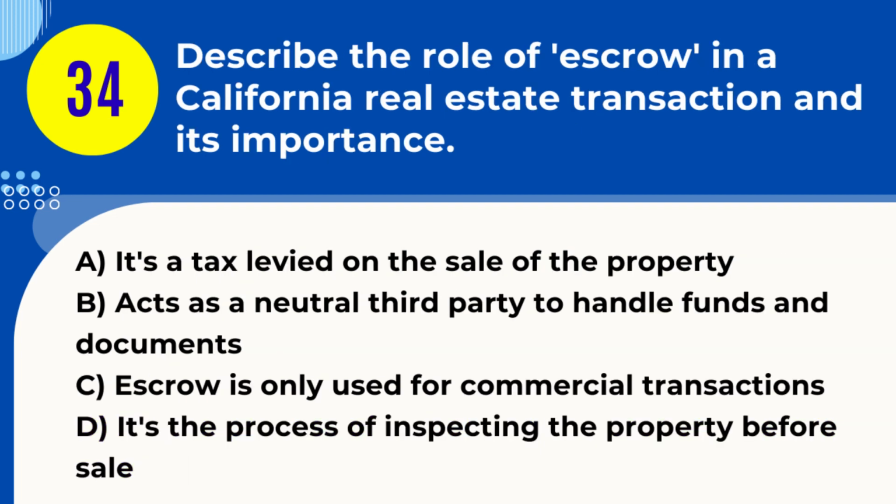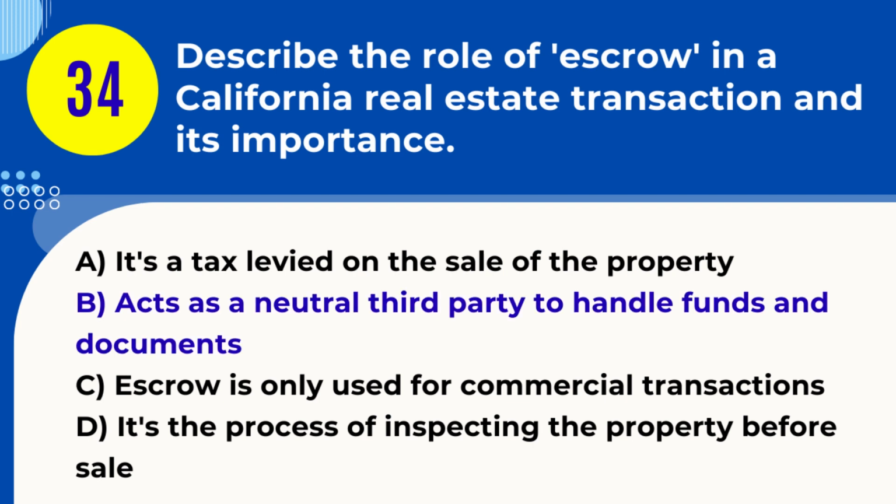Question 34. Describe the role of escrow in a California real estate transaction and its importance. A. It's a tax levied on the sale of the property. B. Acts as a neutral third party to handle funds and documents. C. Escrow is only used for commercial transactions. D. It's the process of inspecting the property before sale.